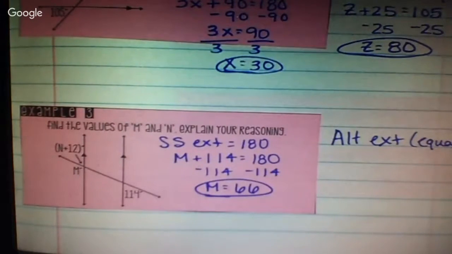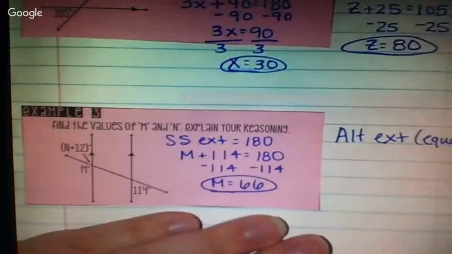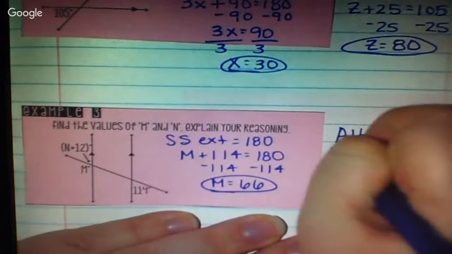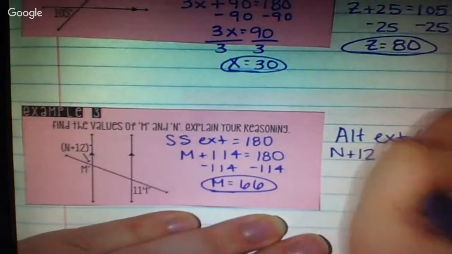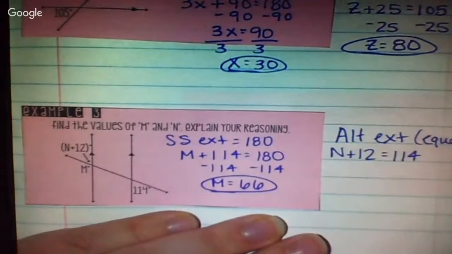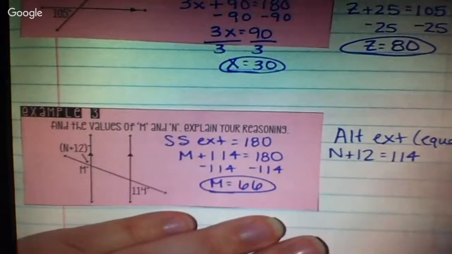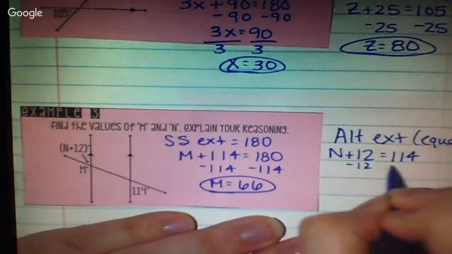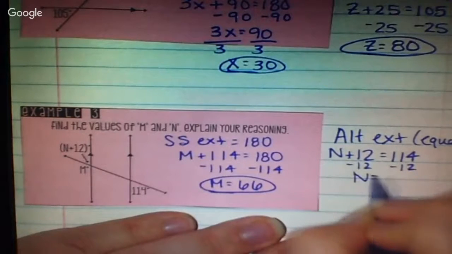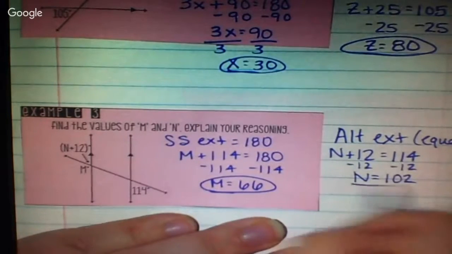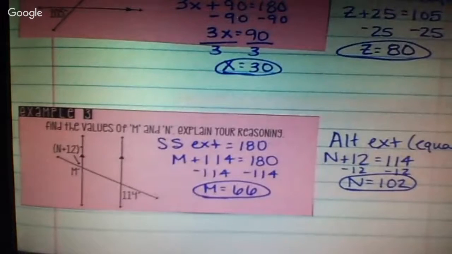If you did linear pair, that would be m plus n plus 12 equals 180. But in this sense, they're equal, so n plus 12 equals 114. I'm going to do it both ways this time so you can see what I mean. We could then subtract 12 from both sides. So n equals 102.